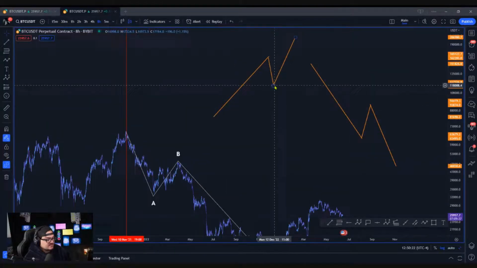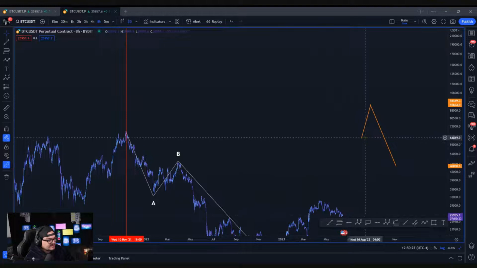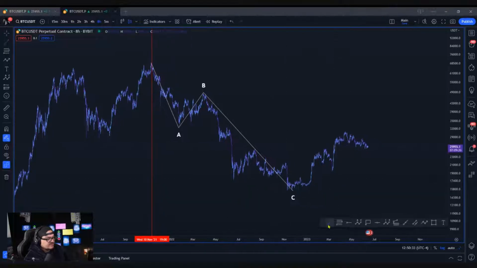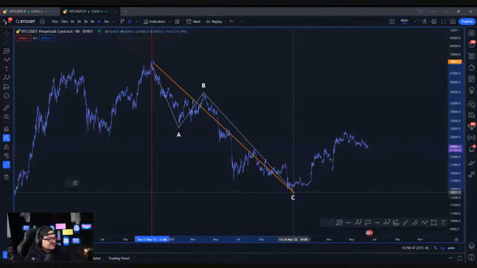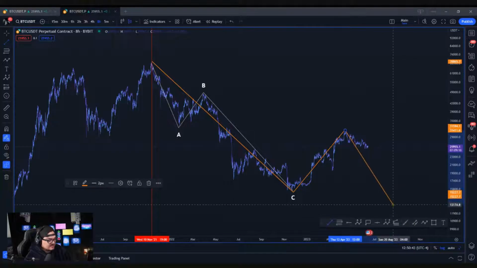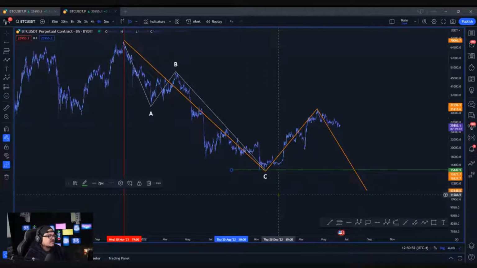And if this does happen, we need to consider the idea that this could be happening. What I mean by that is we do have an ABC here. The question is if this is the beginning of something. This is perhaps a larger A. We're looking for a larger B. And potentially, if this is going to be a part of a larger setup, we need to get a continuation lower to actually put in a lower low past that 15.4K mark.